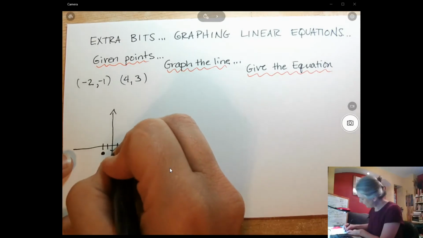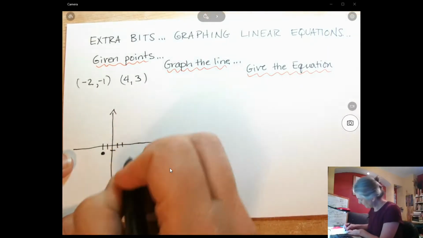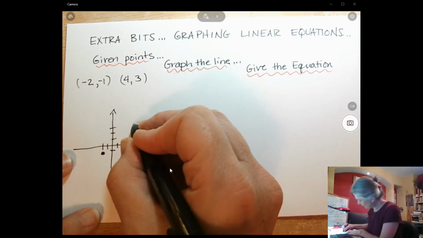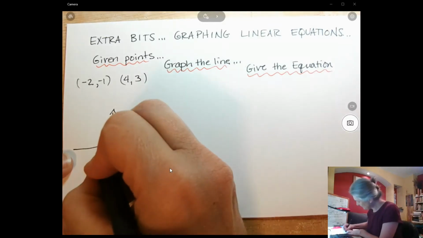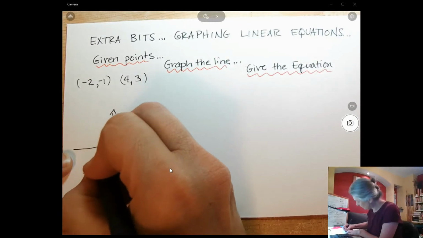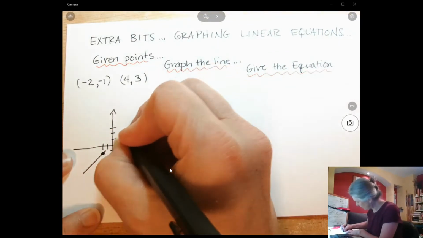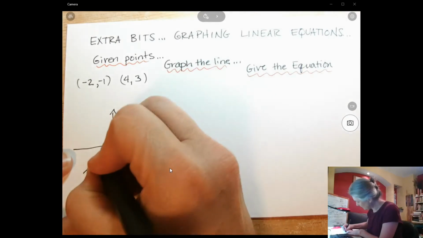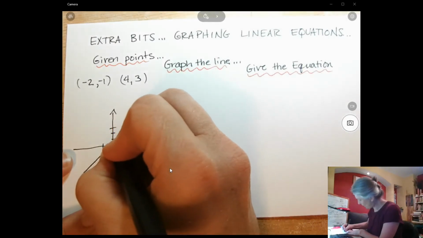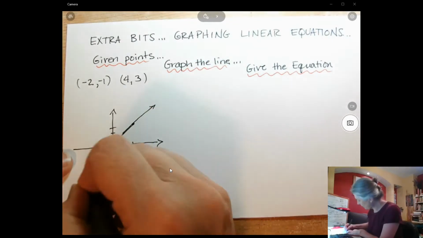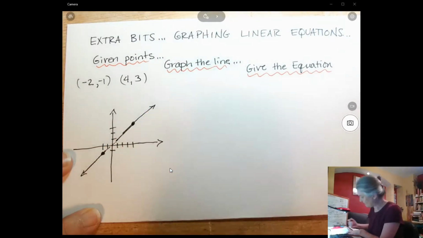And then we have another point, (4, 3). 1, 2, 3, 4. 1, 2, 3, which is right here. And this line is going to go through and pierce somewhere along here. We don't know where yet. We'll just draw kind of a dotted line as an approximation. So we know our graph is going to kind of look like that.